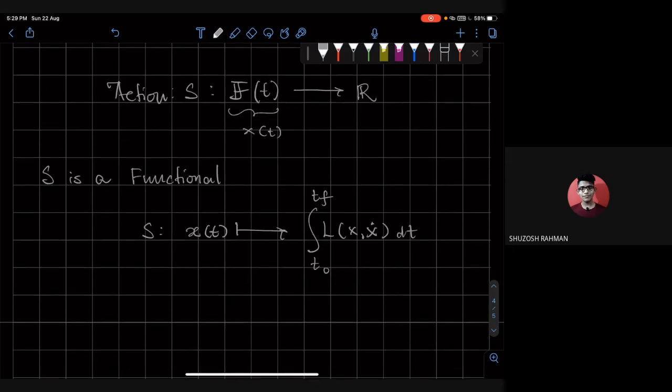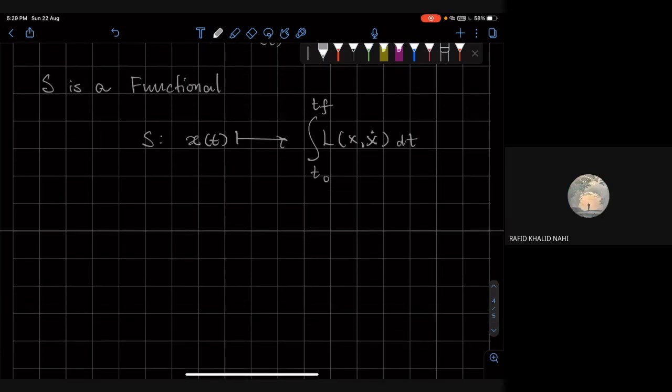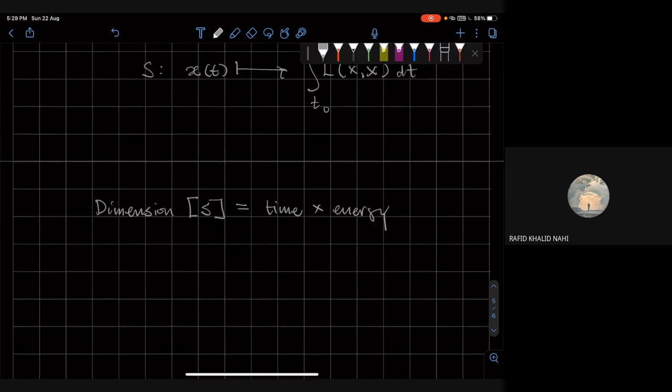Now, let's note what the dimension of the action is, okay? So you see that the integrand should have the dimension of energy, right? And we are integrating it over time. So the dimension of action should be time times energy, right? But what is energy? Energy is, say, force times distance.